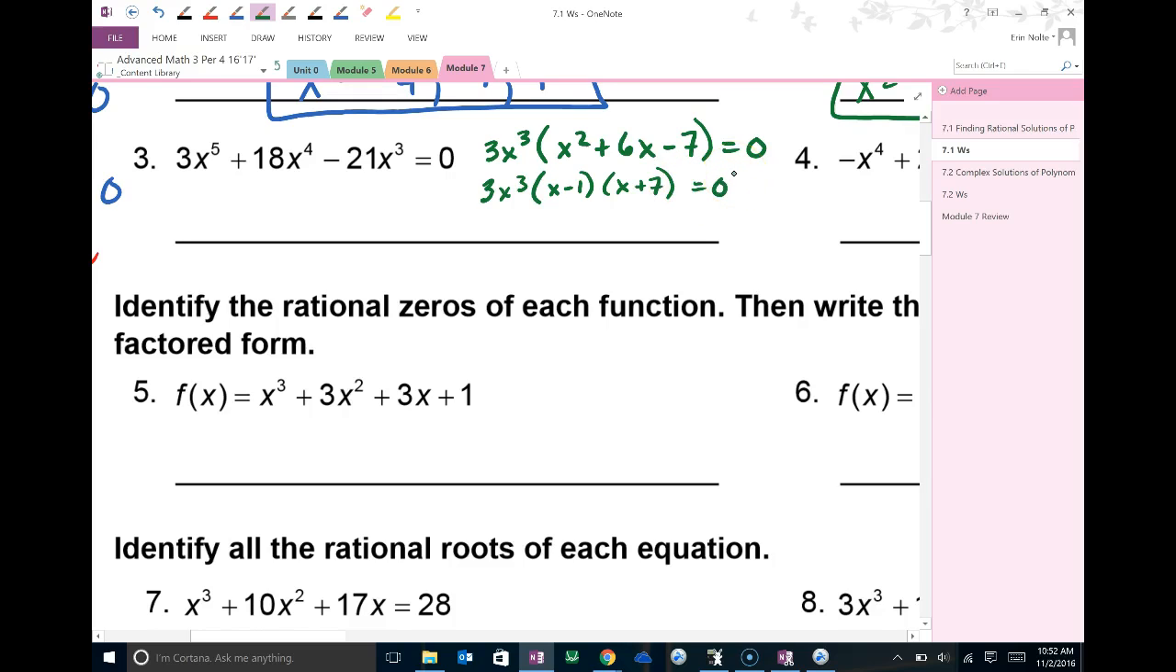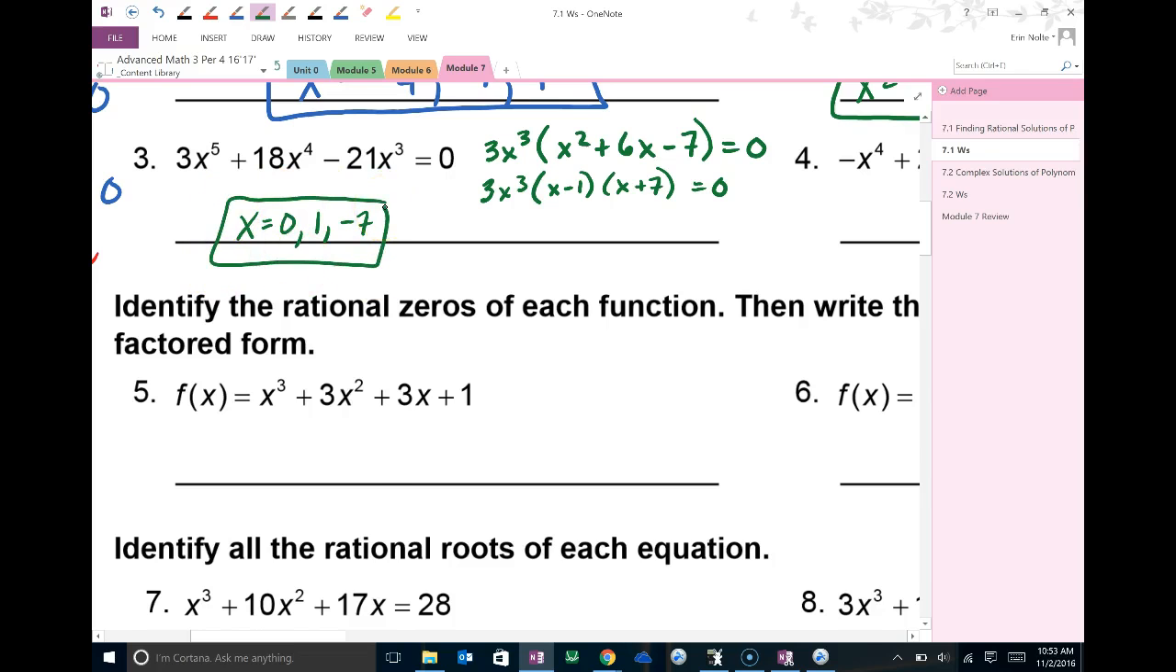Okay, so what are the 3 solutions that I get here? What do I get if I set 3x cubed equal to 0? 0. How many zeros are technically there? There's 3 of them. What do I get from x minus 1? 1. And what do I get from x plus 7? Negative 7.